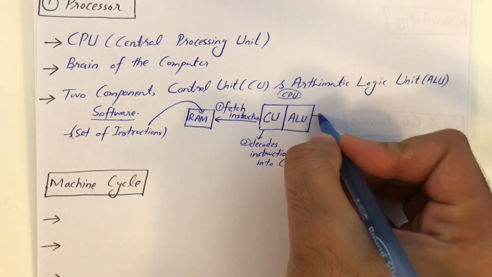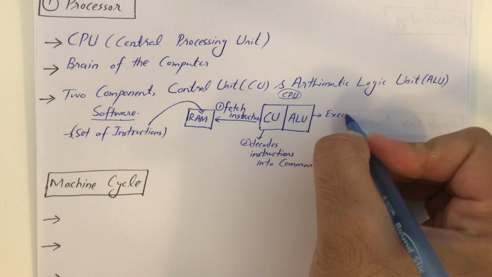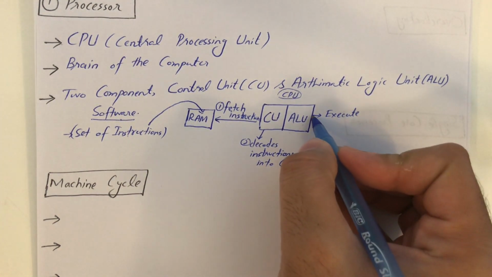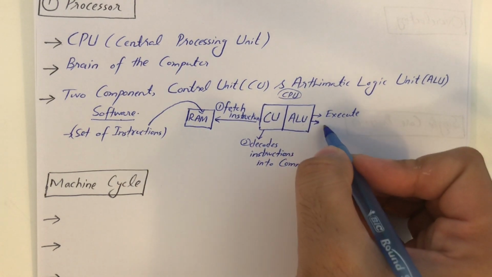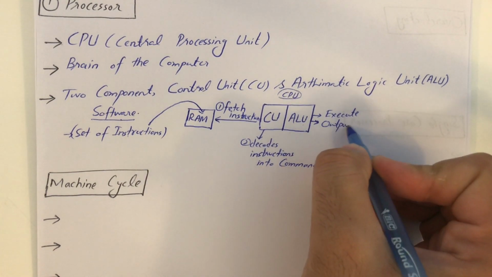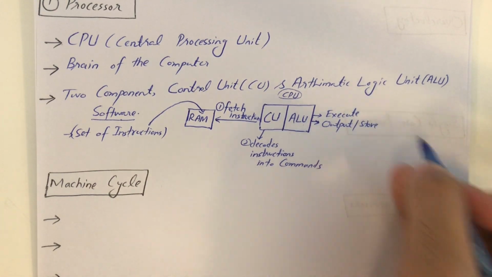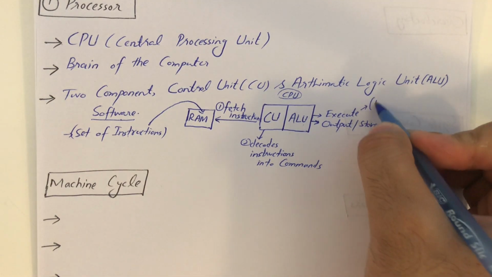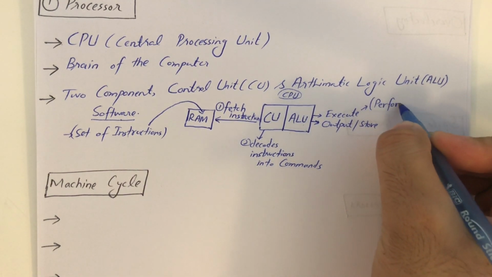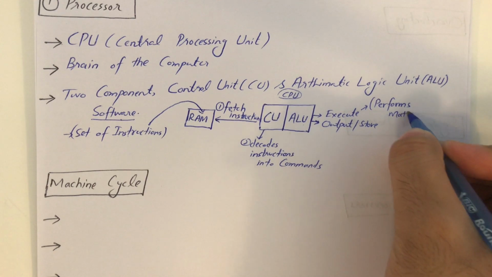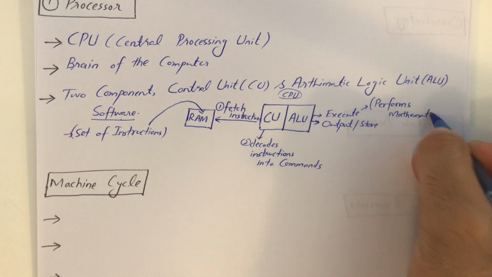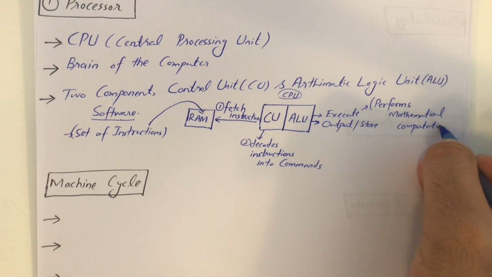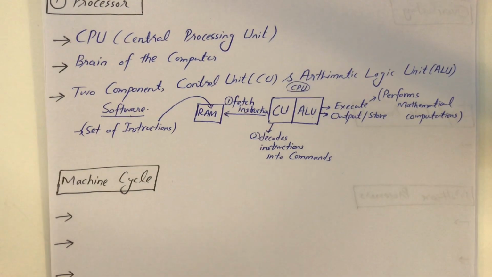So ALU executes commands or whatever the required task is. And after executing, it also gives output, or you can store that data as well. In fact, if you want to define what ALU does in execution, it performs mathematical computations. So all the mathematical computations are performed here at ALU.